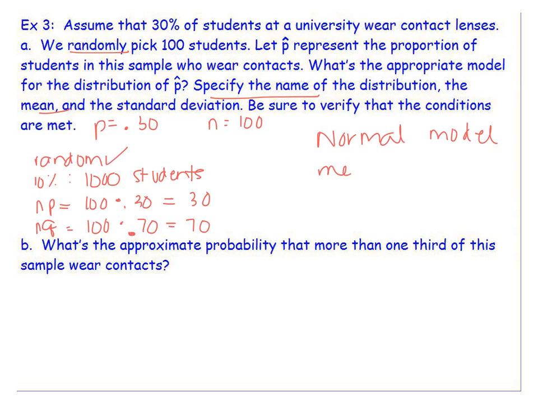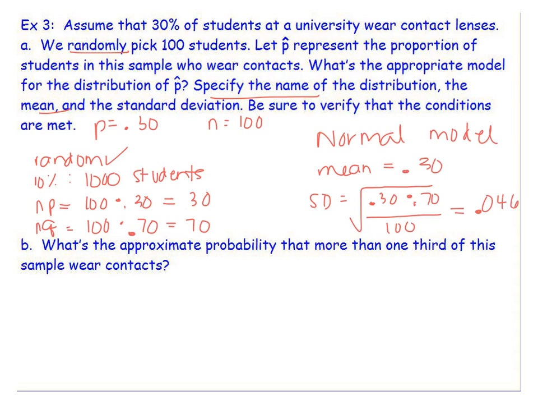It also wanted us to specify the name and the mean. Our mean was already 0.30, but we needed to calculate our standard deviation. So square root of 0.30 times 0.70 divided by 100. And remember, again, 2 non-zero digits, so I get 0.0, and the next 2 would be 4 and 6. So that is what the first part was asking.